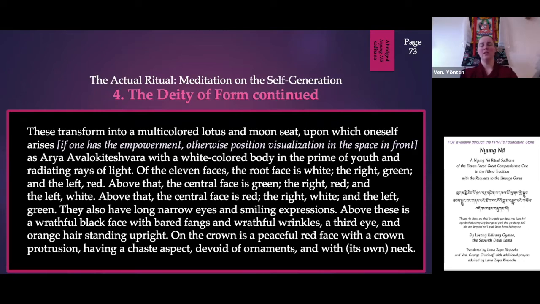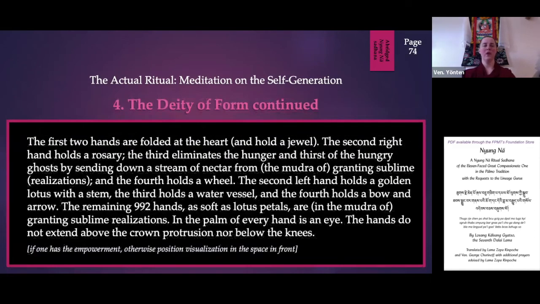On the crown is a peaceful red face with a crown protrusion, having a chaste aspect, devoid of ornaments, and with its own neck. The first two hands are folded at the heart and hold a jewel. The second right hand holds a rosary. The third eliminates the hunger and thirst of the hungry ghosts by sending down a stream of nectar from the mudra of granting sublime realizations. And the fourth holds a wheel.